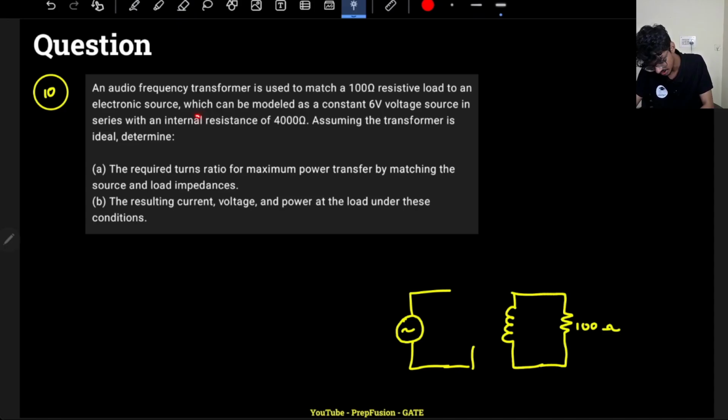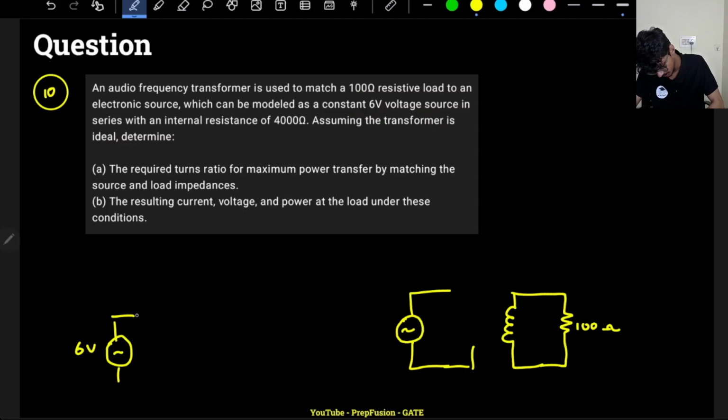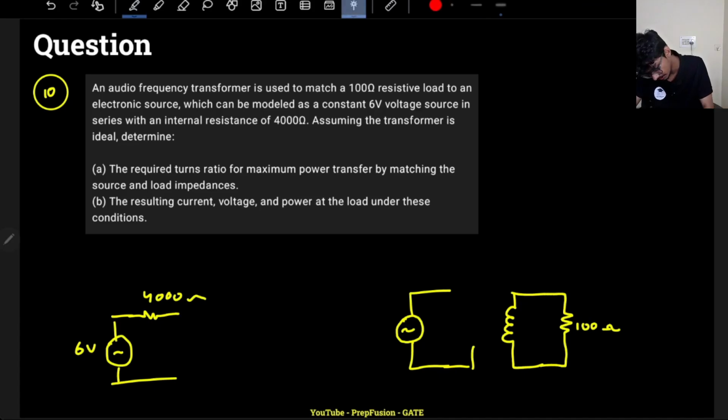Okay, what they're telling me is that the source can be modeled as a constant 6 volt source in series with an internal resistance of 4000 ohms. So this whole source can be modeled with a voltage source of 6 volts and an impedance of 4000 ohms.